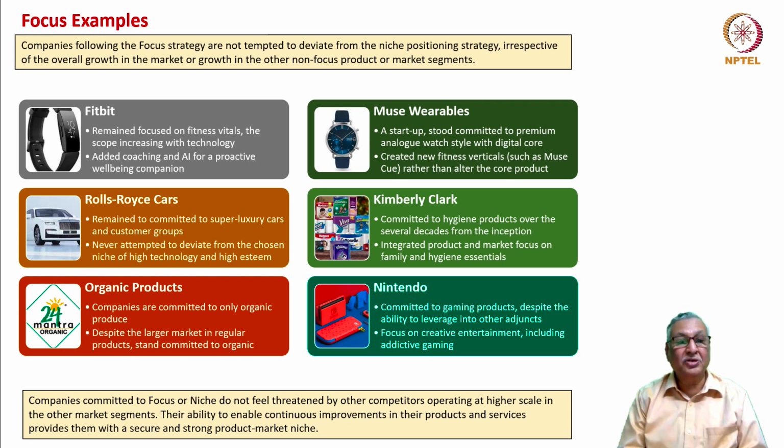We have Rolls-Royce cars. Those cars remained committed to super luxury segment and high performance. The Rolls-Royce company never attempted to deviate from the chosen niche of high technology and high esteem. Organic products. Again, another niche. Companies are committed to only organic produce. They don't clutter their product space with non-organic products. Although those markets offer much larger growth potential, they stand committed to organic.